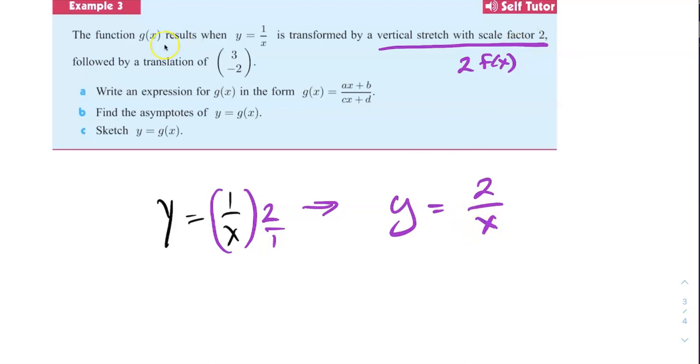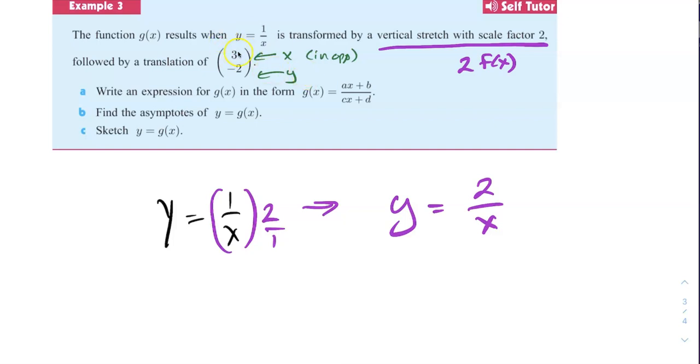So I get that. Followed by a translation of this. Remember what this vector translation means? All it means is the top is your x movement and the bottom is your y movement. That's all it means. Now how does that factor into this? Remember, x is inside opposite. And again, it's a translation. It's not a stretch. It's a translation.